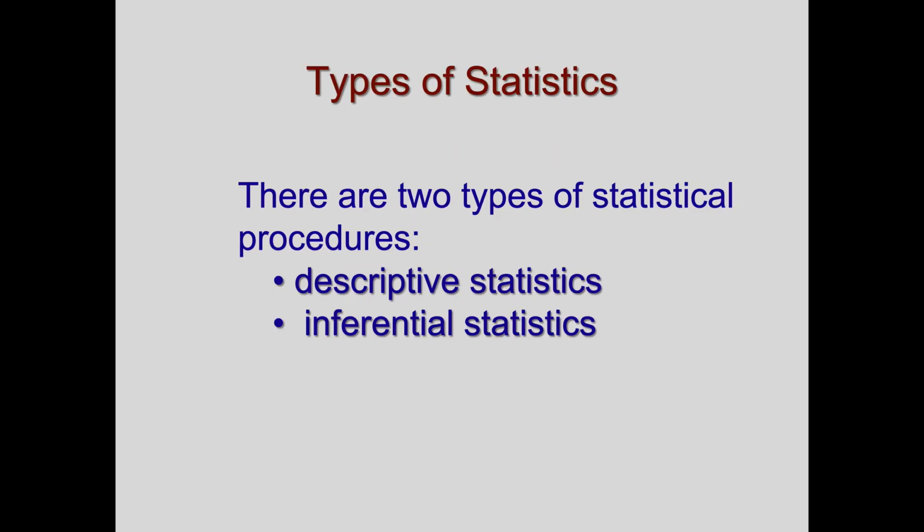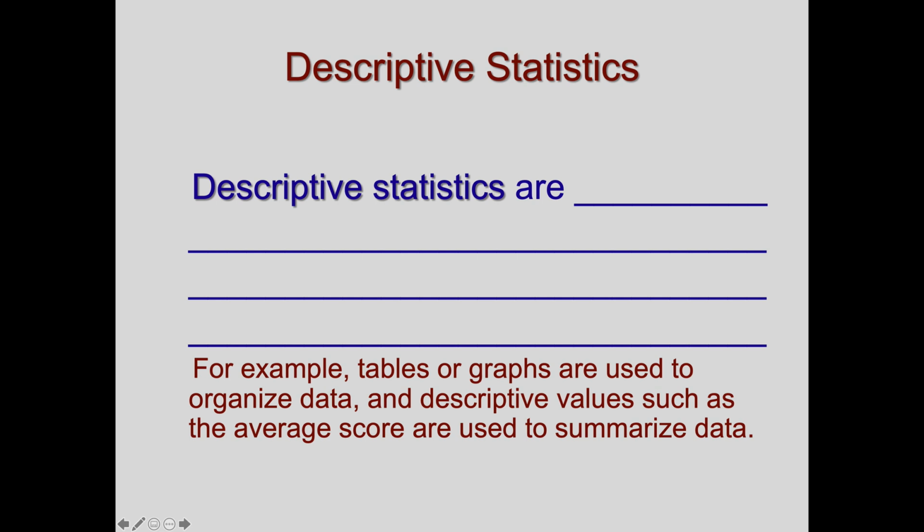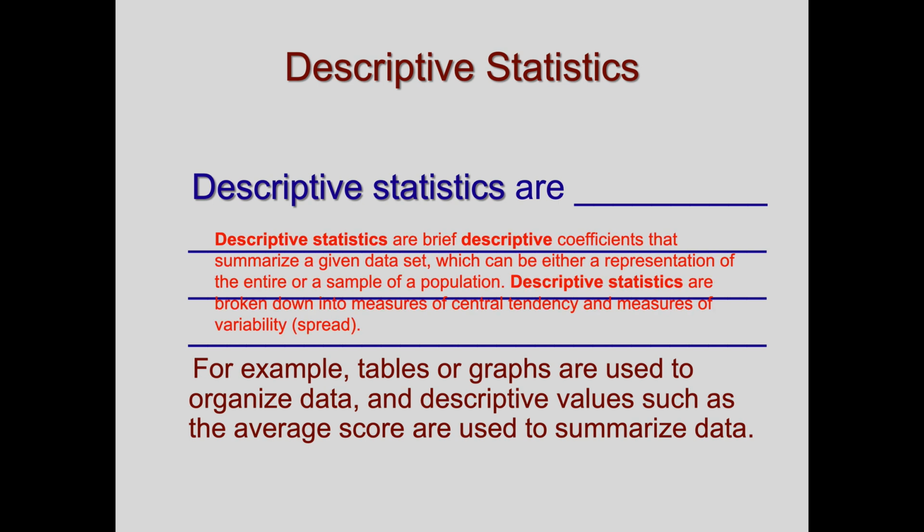Types of statistics. That's what this video was all about. There are two types of statistical procedures. One is called descriptive statistics, and the other inferential statistics. What do you think descriptive statistics are? Well, descriptive statistics are brief descriptive coefficients, numbers, that summarize a given data set, which can be either a representation of the entire or a sample of the population.